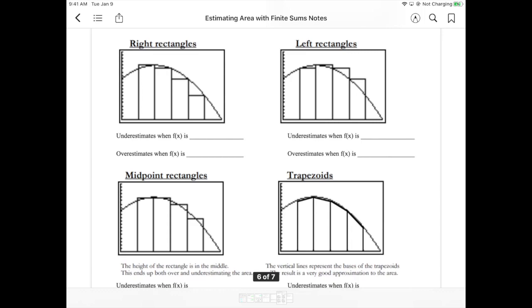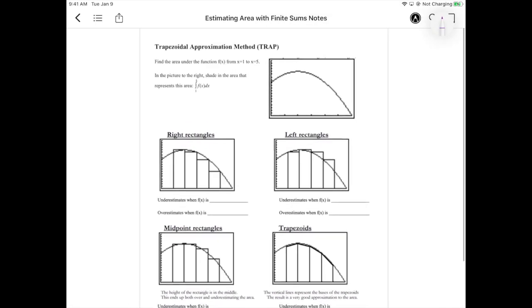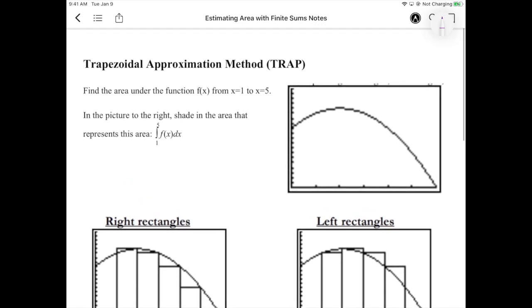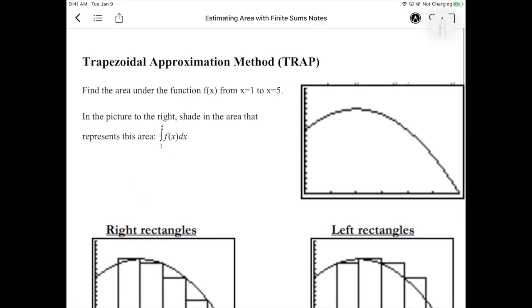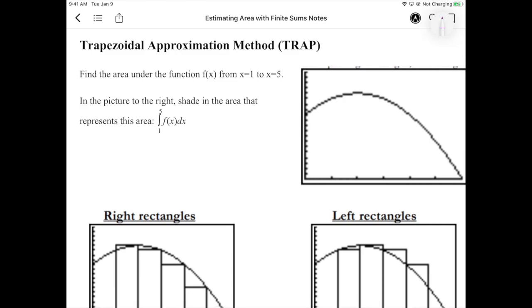This page summarizes the four different methods and gives you a visual of what each of them will look like. You can think of this as a summary page. Just a reminder, what each of these methods is doing is approximating the area given by a definite integral. So the definite integral is the exact area.